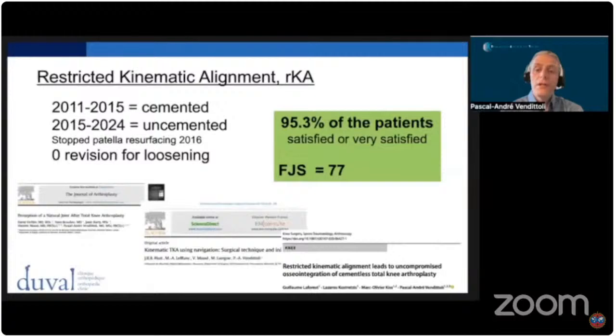I proposed in 2011 the restricted KA protocol and published different papers reporting the clinical results with cemented and uncemented implants. But the most important result is the patient satisfaction. With 95% of the patients satisfied, we are way above the 80% reported with MA. In another study, we obtained a mean forgotten joint score of 77, which is much higher than the result obtained with MA-TKA, where most studies report a mean of 55 to 65.